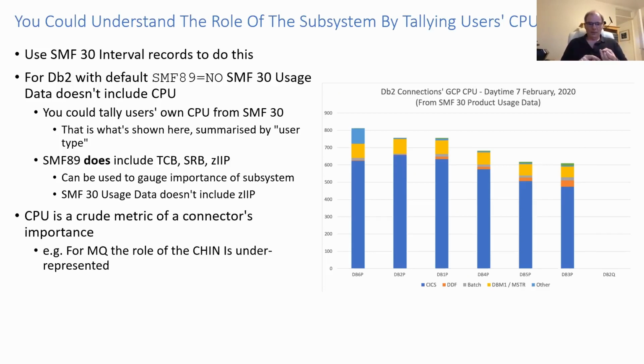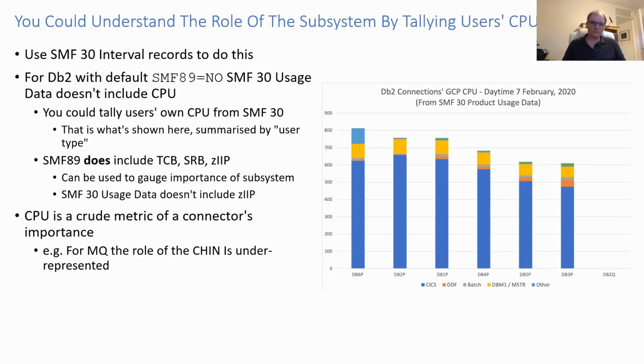A couple of points here. SMF 89 has not only TCB and SRB time, but it has zIIP time in it. So I suppose that could be used to gauge something else about the subsystem, let's say for DB2, if you've got SMF 89 turned off. The SMF 30 usage data doesn't include zIIP, but obviously the SMF 30 record itself in other places has a lot of zIIP stuff.